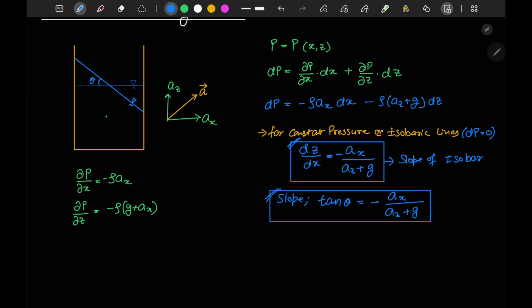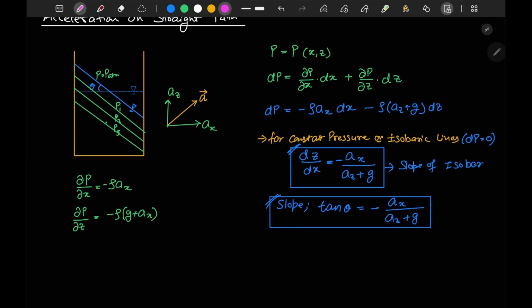Now if I want to draw multiple isobars, I can say that this is p equal to p atm here. This is the line for p1, this is the line for p2, and this is the line for p3. So this is p equal to p1, p equal to p2, p equal to p3. So these are your isobars. I hope you get this.